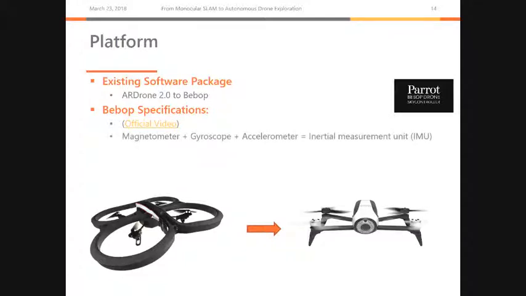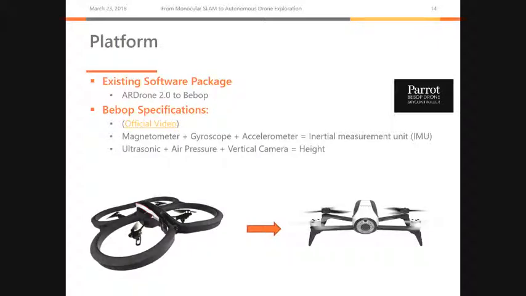So in this type of drone, they use a magnetometer, a gyroscope, and an accelerometer combined into inertial measurement units. So they have all 6 degrees of freedom that the drone can cover, so they have an idea about the degrees the drone has in each axis.